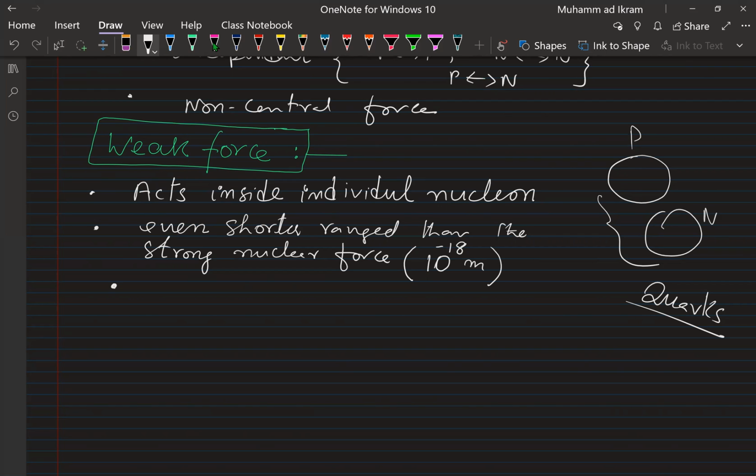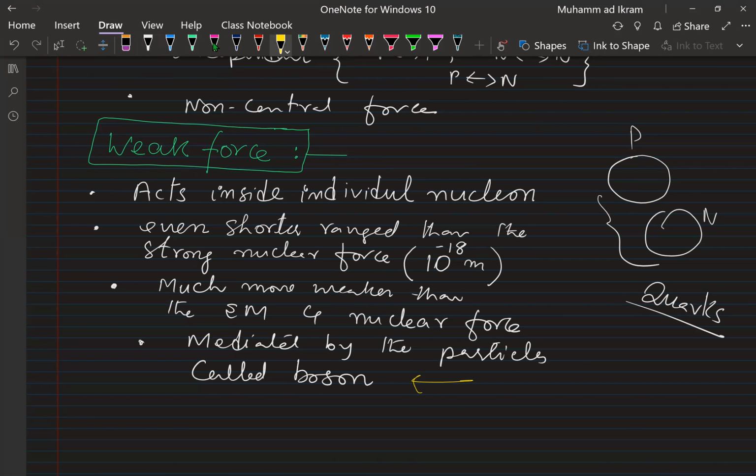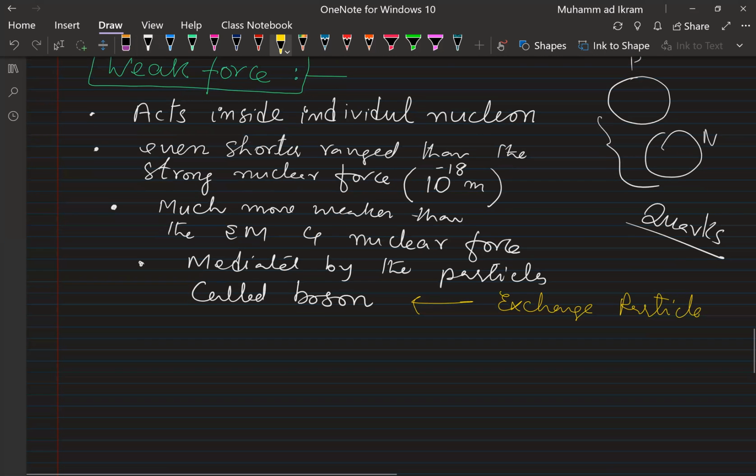So this is why they are called the weak force, much weaker than the electromagnetic force and the nuclear force, right? And this force is mediated by particles called bosons, right? These are sometimes known as exchange particles. This force can be exchanged by these particles, right?